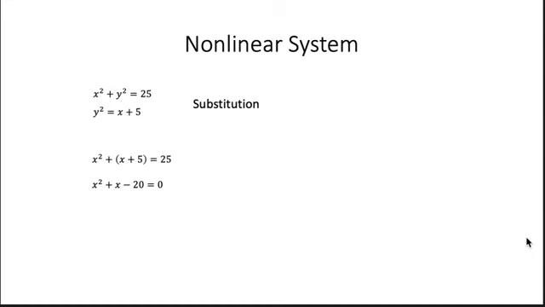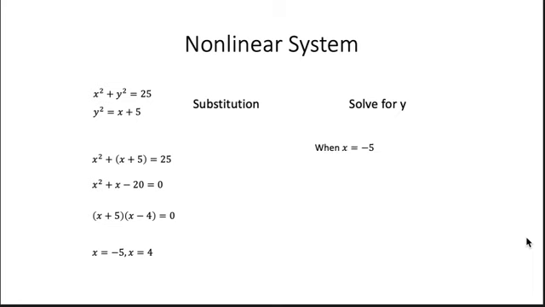Now, I'll set that equal to 0. So x squared plus x minus 20 equals 0 and factor it. So I get two answers because (x plus 5)(x minus 4) equals 0. That means x is negative 5 or x is 4. And so I have to solve for y.